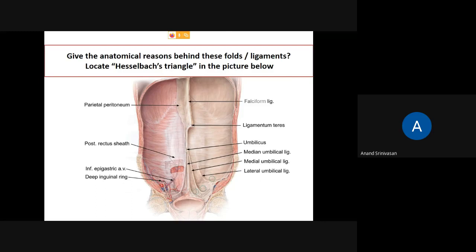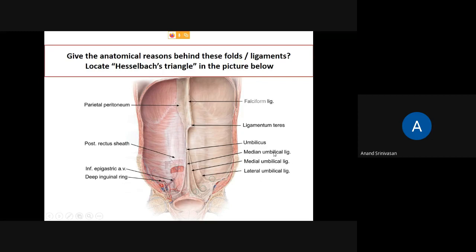Okay, so now here you need to find out what is Hasselbach's triangle, and also what are the reasons behind the median umbilical ligament, medial umbilical ligament, and lateral umbilical ligament. I think this has been covered in your peritoneum class as well. Am I right? Okay, so this one you try to find out from the peritoneum class. So what are these?